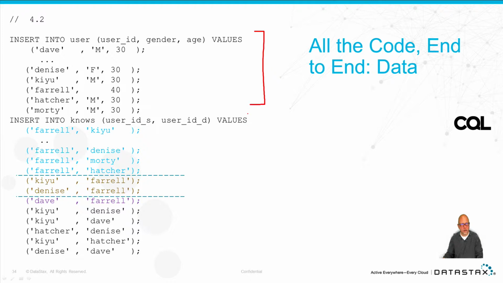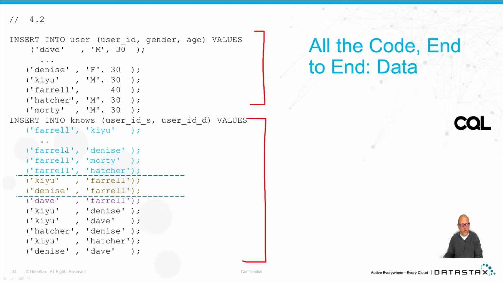And then those are the vertices. Those are the people. Those are the nouns. And the edge, knows, is a verb. Who knows who? Farrell knows Q. Farrell knows Denise. Farrell knows Mortimer. Farrell knows Jim. Farrell knows 4 people, and 3 people know Farrell.